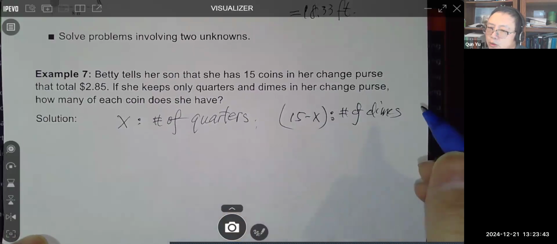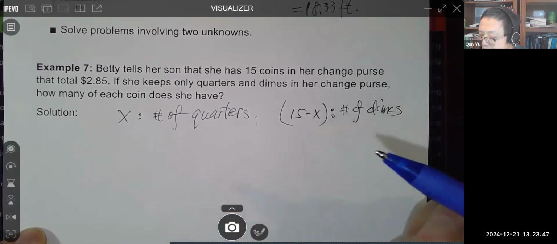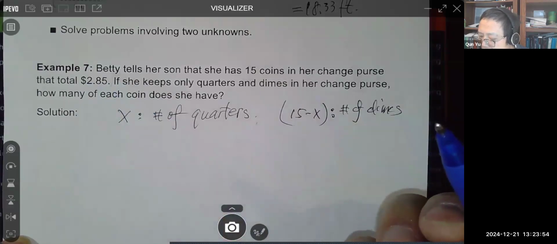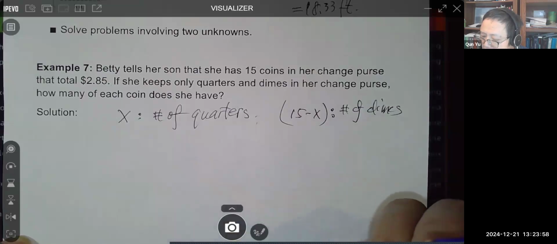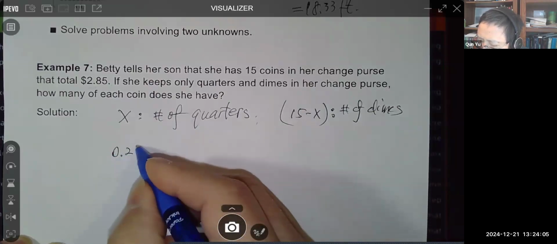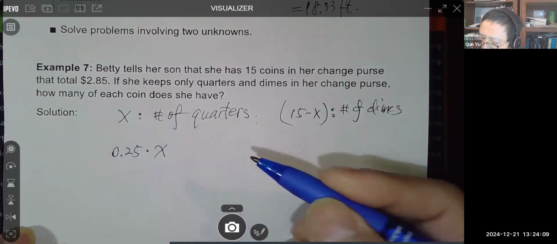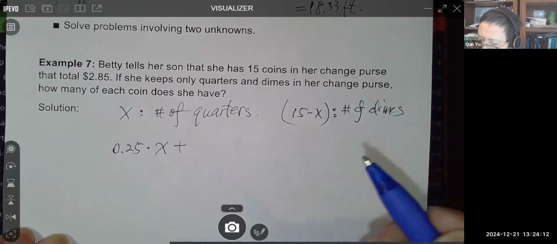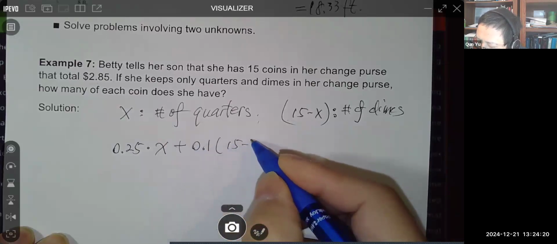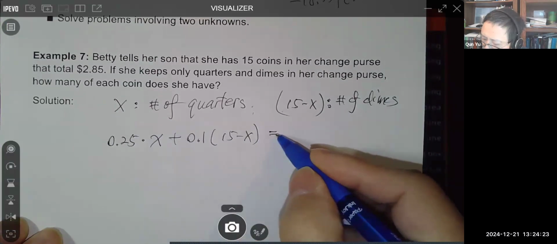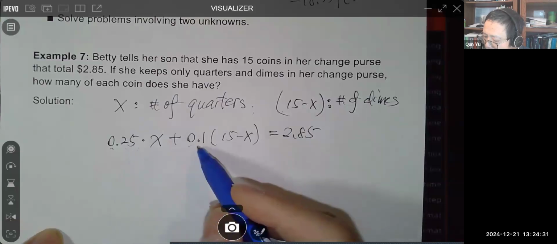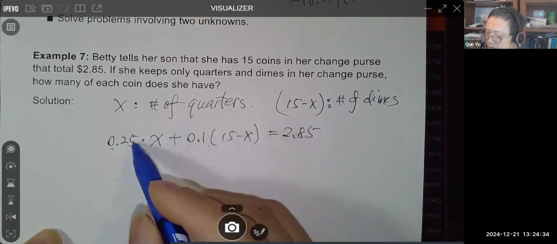Now with this, we can set up the equation. An equation is nothing more than representing a relation of all of these quantities. The total value from quarters plus the total value from dimes will be equal to the total. Each quarter is worth $0.25, and we have x quarters, so let's multiply them together. Then plus the value from dimes. Each dime is worth $0.1, but we have 15 minus x dimes. Multiply them together. So this must be $2.85. Notice that I used 0.25 and 0.1, not 25 cents and 10 cents, because we have to have the same unit. This is in dollars, so it has to be in dollars.